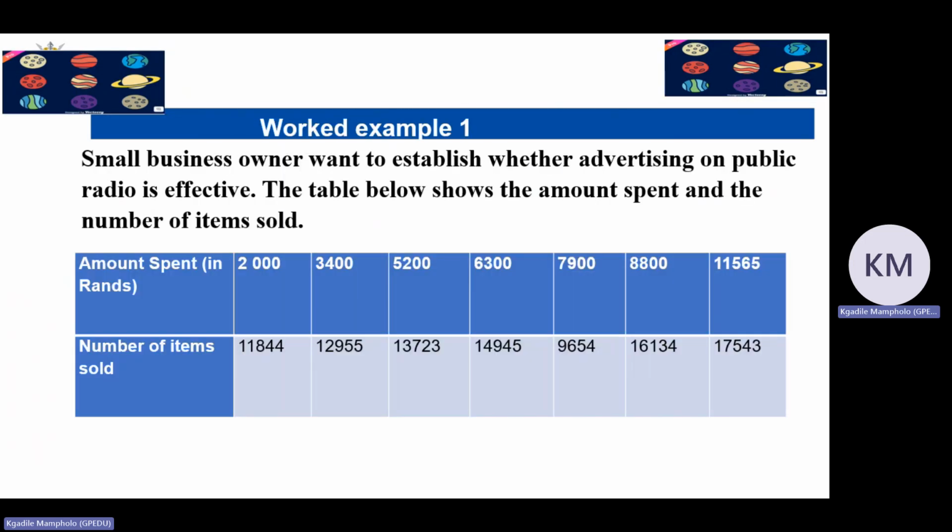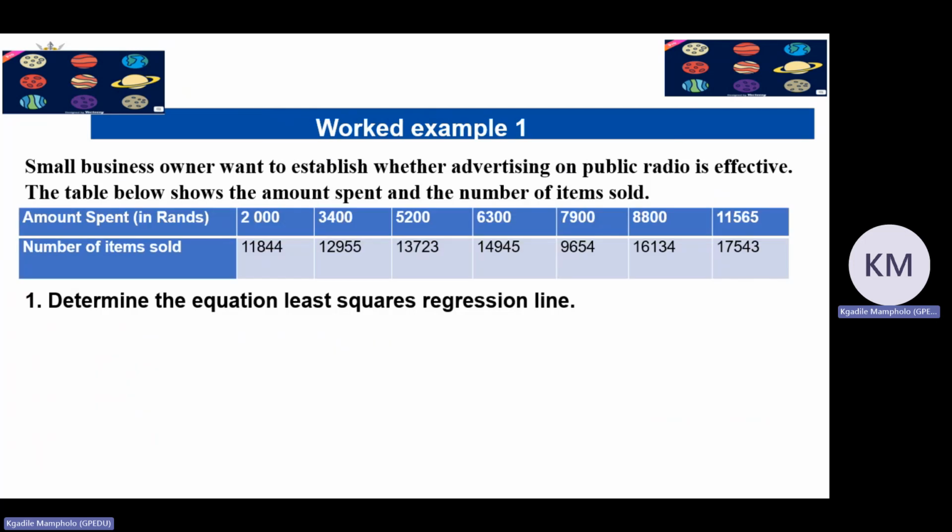Then you press Shift, then option 1, then option 5, then option 1. The answer you get will be the value of A, if they say determine the equation of the least squares regression line. So when you press equals, the answer will be A, then you write it down.